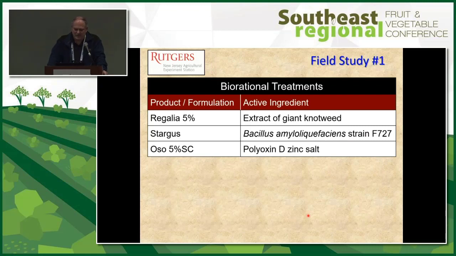So here's the first field study, and we had these 3 materials that we looked at. Regalia has an active ingredient of extract of giant knotweed, so that does fit into that biorational category. Then Serifel, which is Bacillus amyloliquefaciens, and also polyoxin D, which is a type of antibiotic that is effective on fungi, not bacteria.